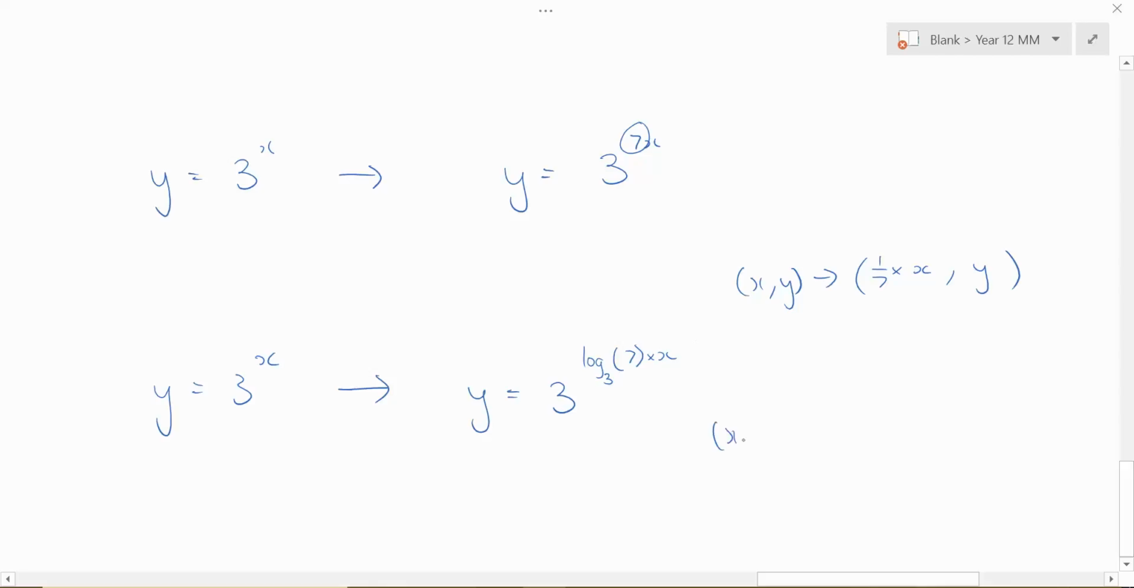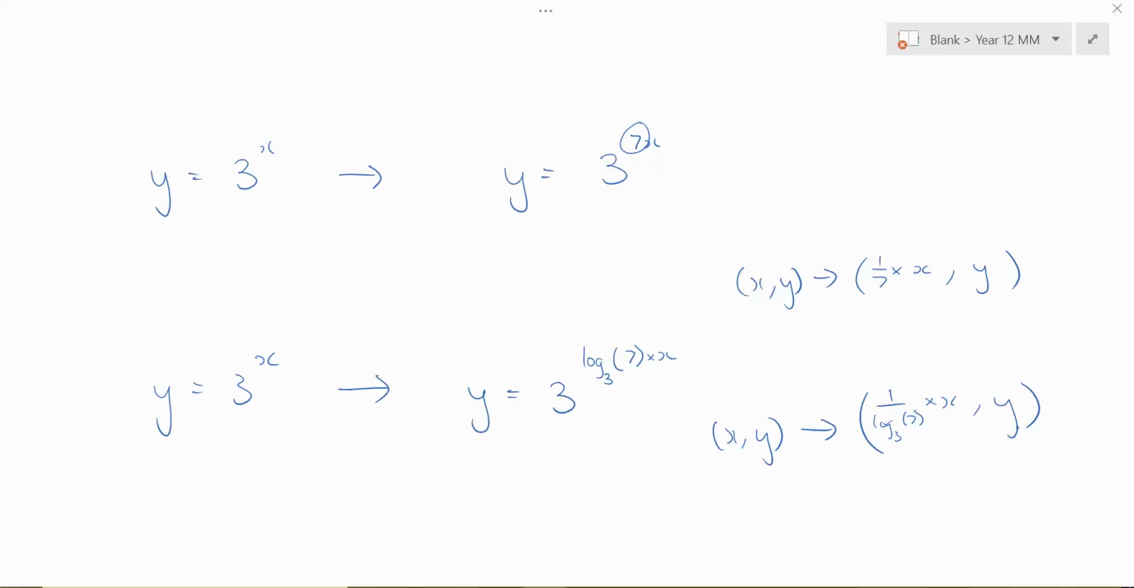This would be (x, y) becoming (1 over log 3 of 7 times x, y). Exactly the same thing as you just told me. For a number, you had no issues. It was 7 times x, you're like 1 over 7. Over here, I say log 3 of 7 times x, that'll be 1 over log 3 of 7. Same thing. They're just numbers. 7's a number. Log 3 of 7's a number.